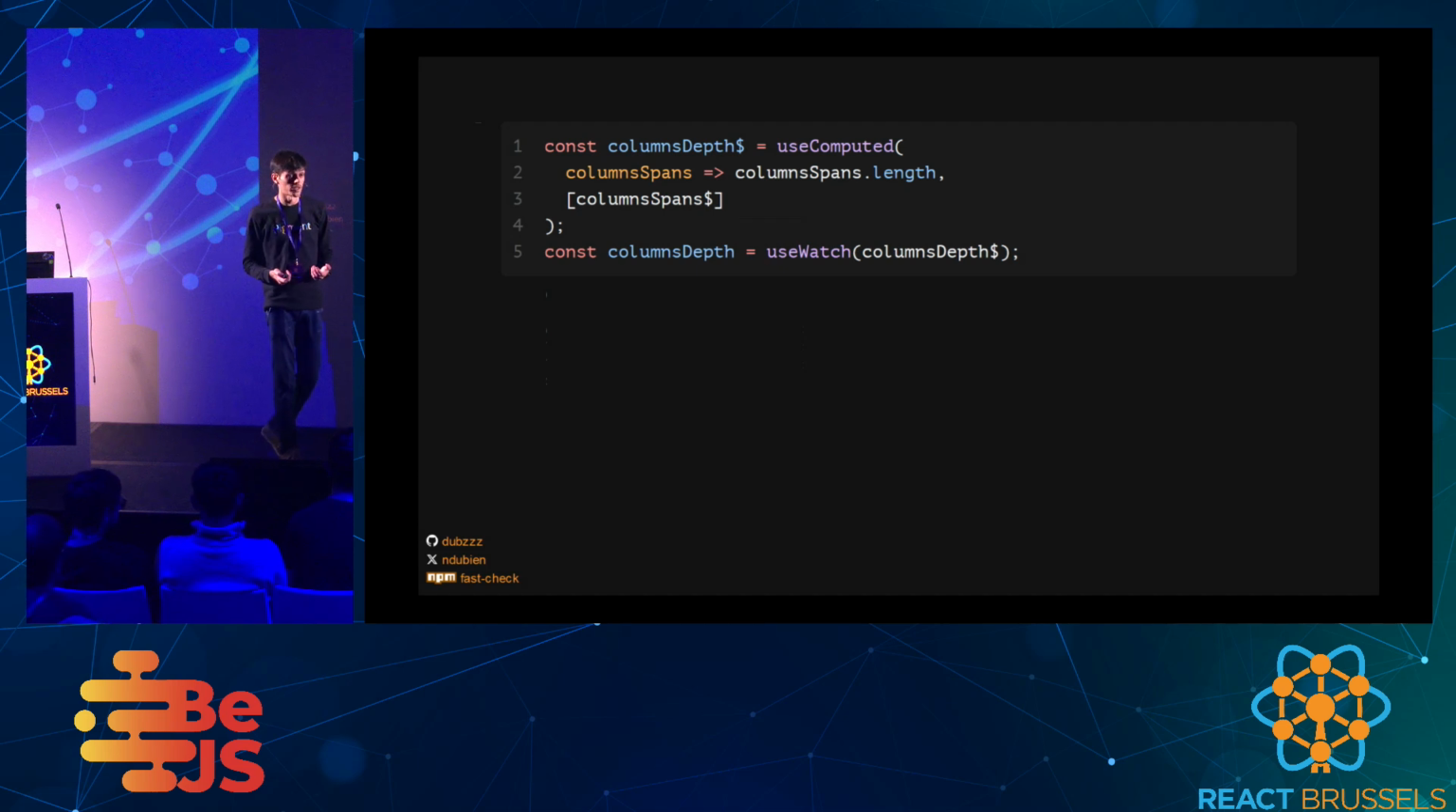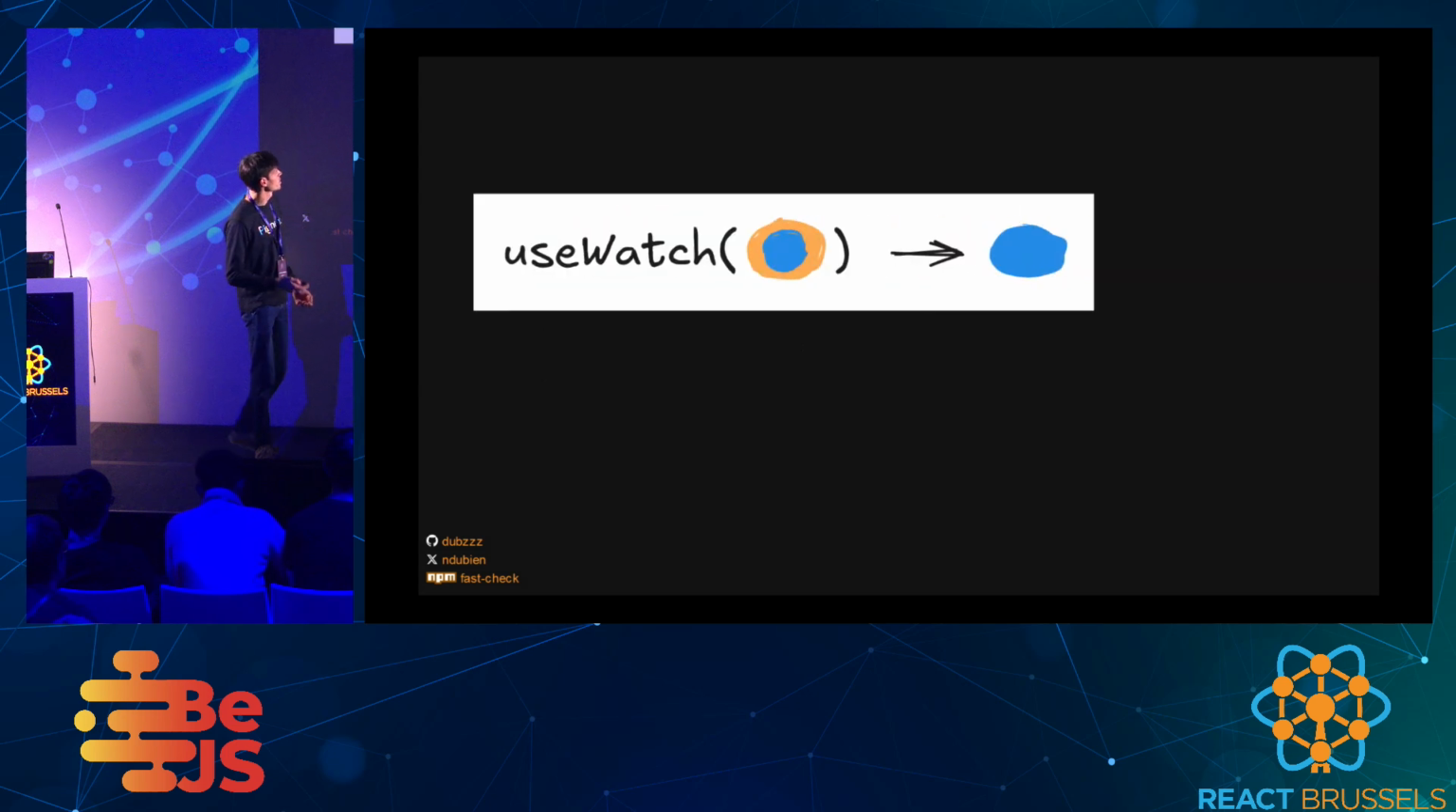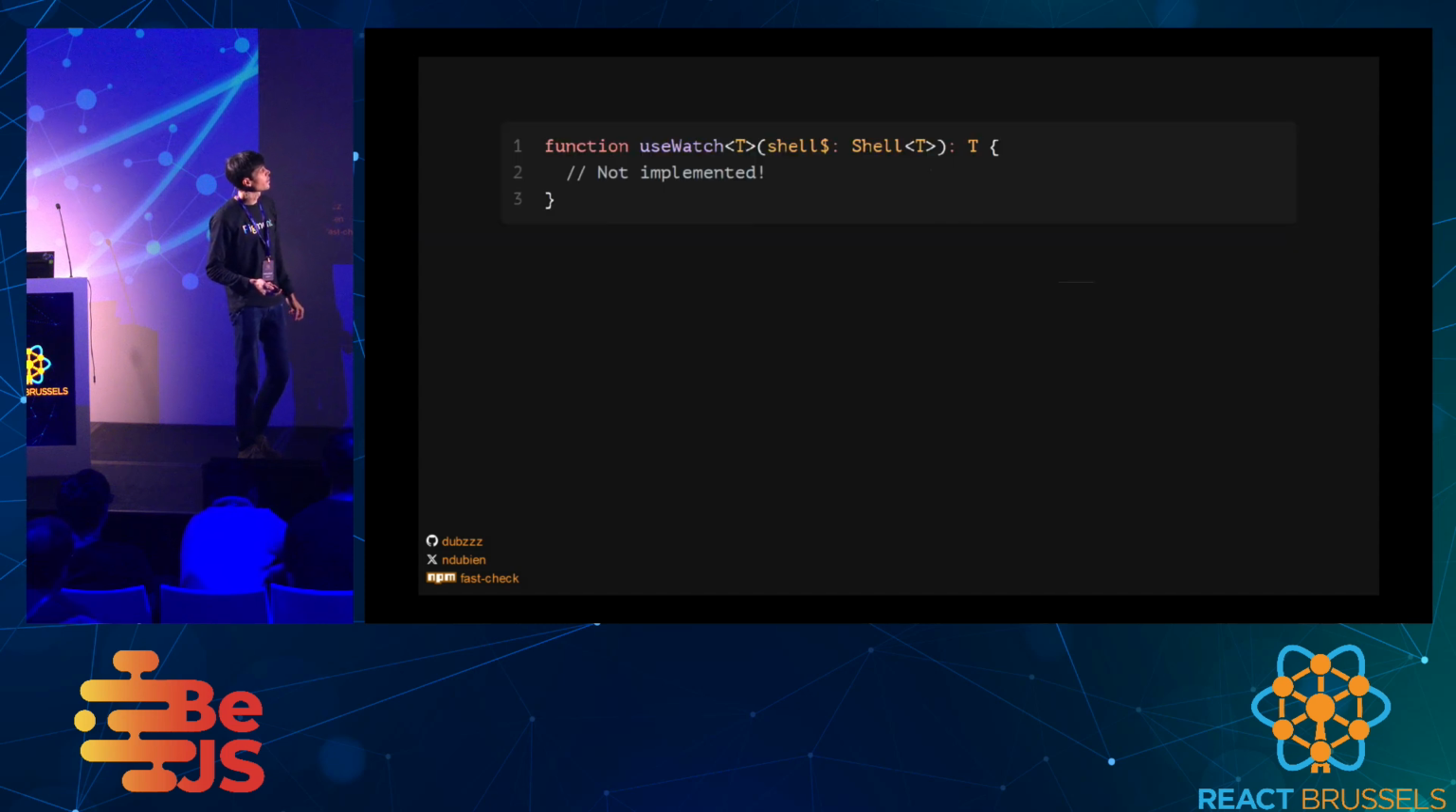What we will do in useWatch is take the shell and make it a real state, so that React will be aware of the change, if any, and it will be able to be called to re-render the component and all the children. So useWatch is just taking a shell with a blue value in this case and extracting the value as a state.